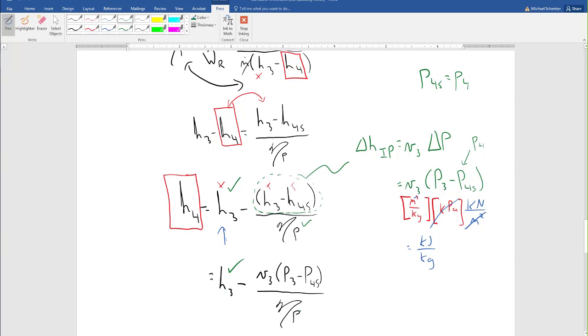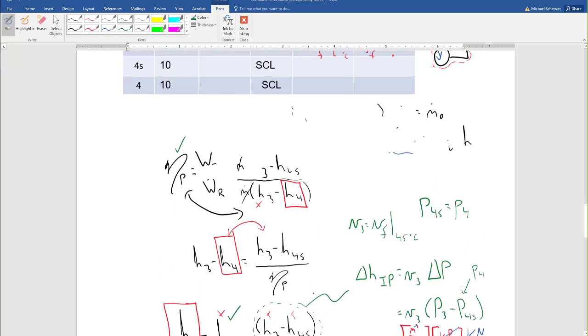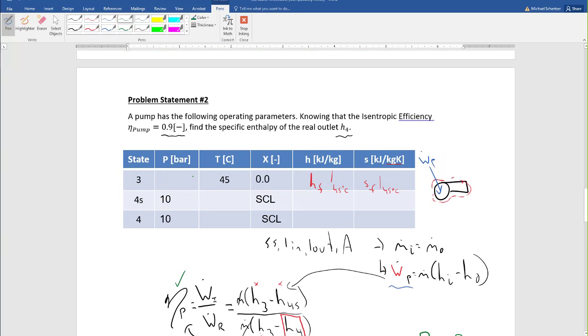So now we've looked this up. V3 is going to be Vf, also at 45 degrees. Right, so we know V3. Do we know P3 and P4S? So we know P4S is 10 bar. To get P3, here, I'll show you how to get P3.